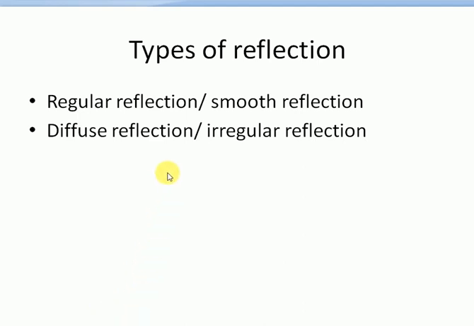Types of reflection. There are two types of reflection. Regular reflection, also known as smooth reflection. The second type is diffuse reflection, also known as irregular reflection.